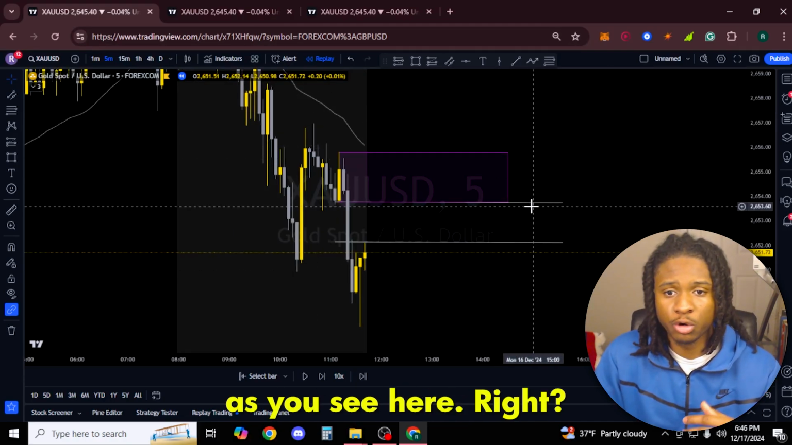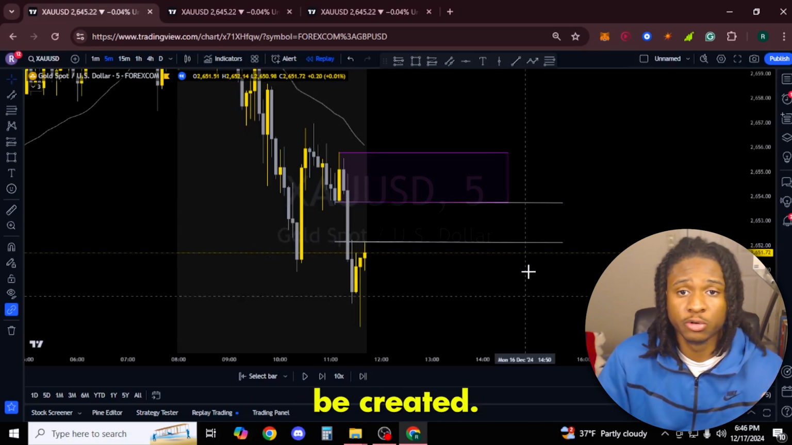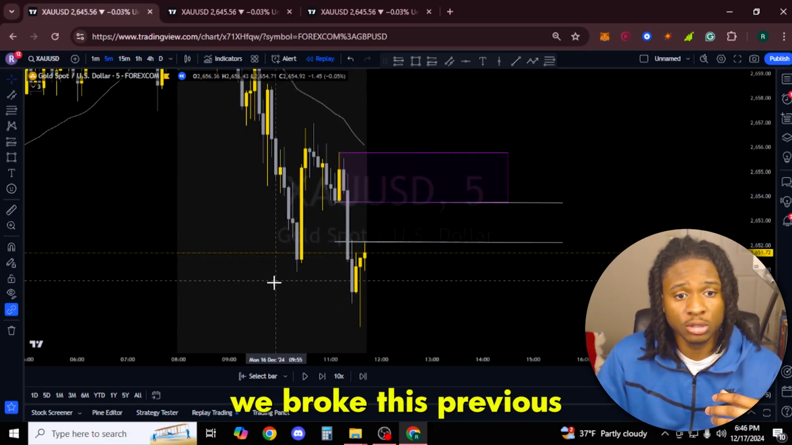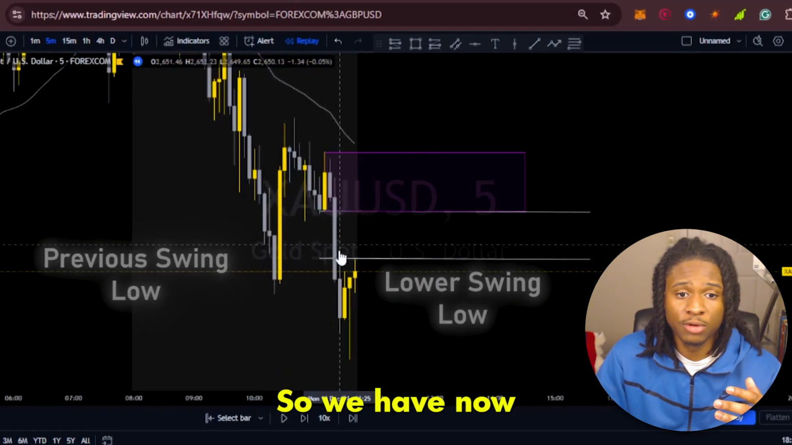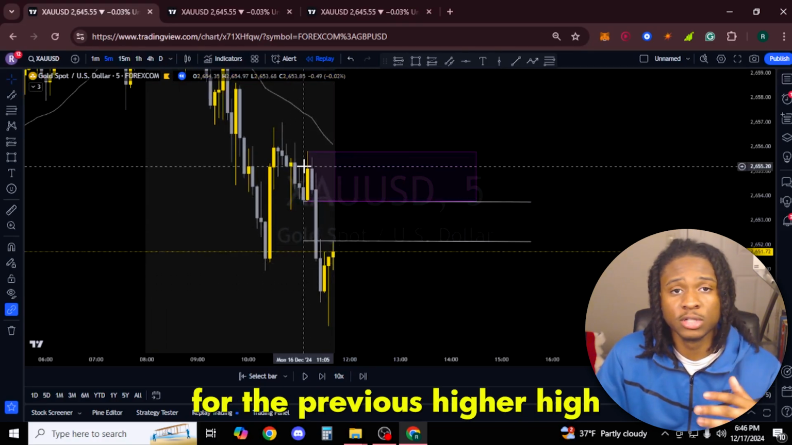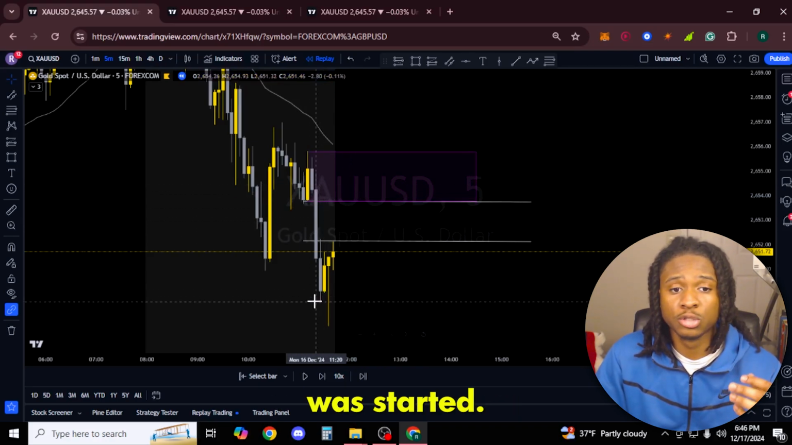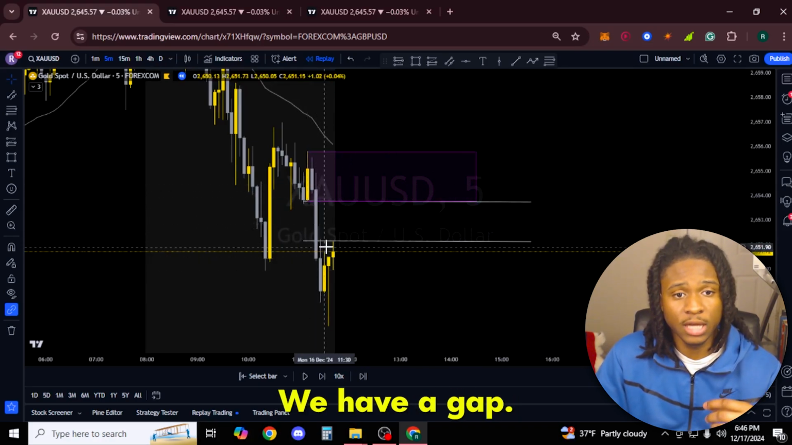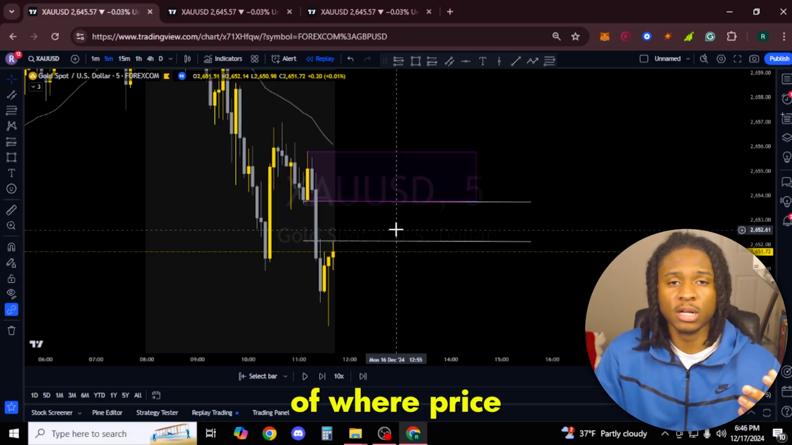As you see here, we already identified that we had a gap here, but we're looking for new higher highs and higher lows to be created. As you can see here, we broke this previous structure or swing low, so we have now created a new lower low, and we're waiting for the previous higher high for price to come back and tap. So we go to where that move was started, aggressive selling, we have a gap. In simple terms, we're looking for the opposite color or movement of where price was headed.